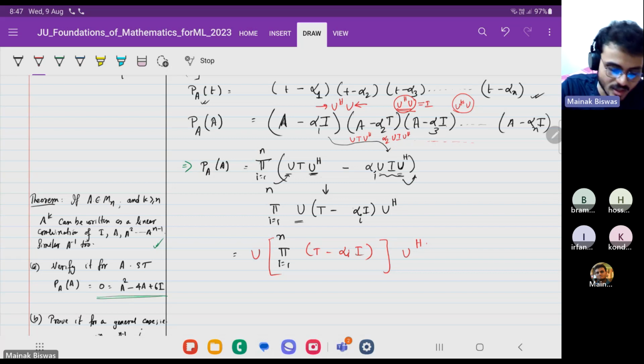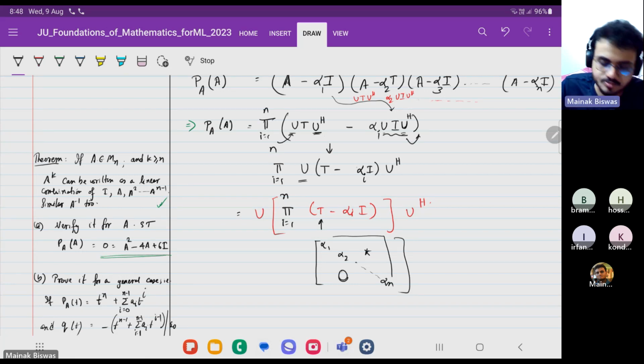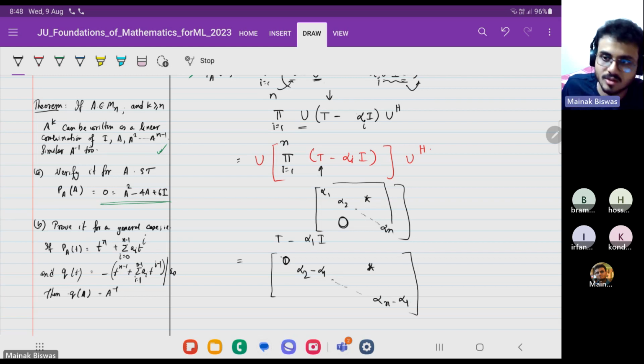Now, why is this useful? Can anyone tell me? T was supposed to be the matrix that had alpha 1, alpha 2, alpha n along the diagonal, right? And you had something on the top and 0 at the bottom. So I will show you the product of two such adjacent matrices, and you'll tell me what the rest of the product will be. So let's do T minus alpha 1 I. Do you agree this will be 0, alpha 2 minus alpha 1, and so on, alpha n minus alpha 1, and something on the top, right?